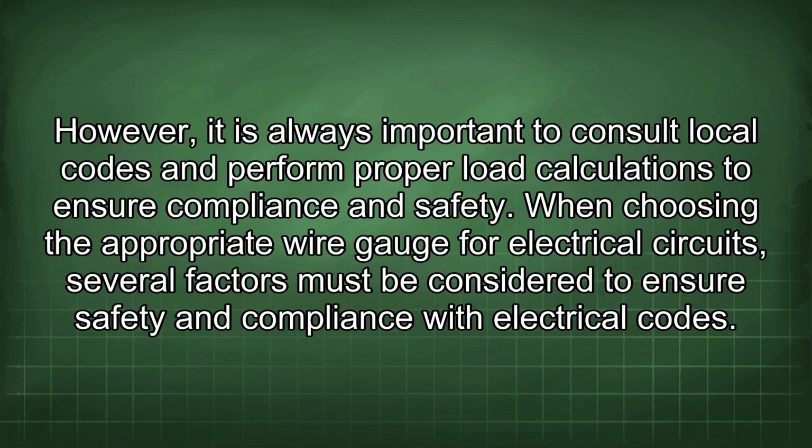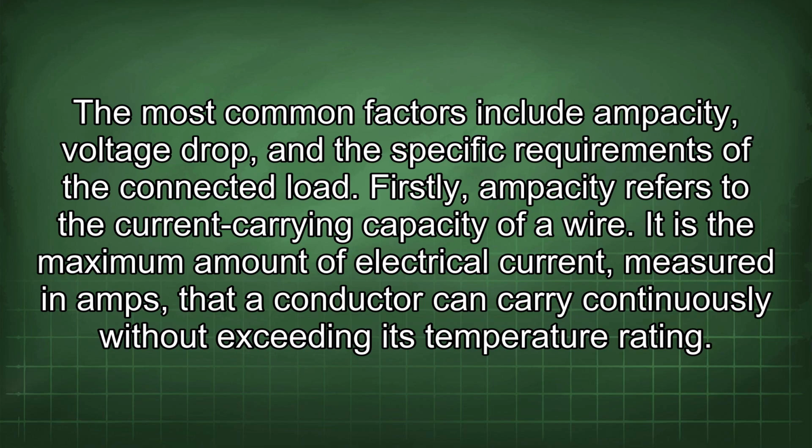When choosing the appropriate wire gauge for electrical circuits, several factors must be considered to ensure safety and compliance with the electrical codes. The most common factors include ampacity, voltage drop, and the specific requirements of the connected load. Firstly, ampacity refers to the current carrying capacity of a wire. It is the maximum amount of electrical current, measured in amps, that a conductor can carry continuously without exceeding its temperature rating.